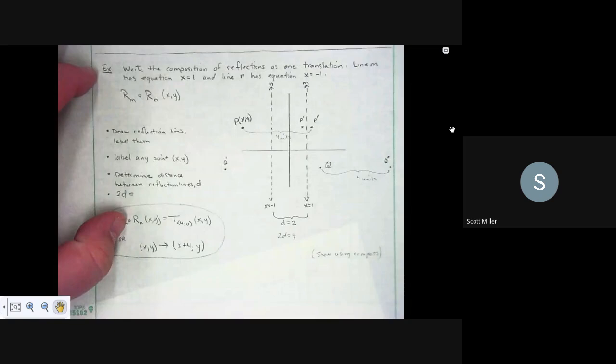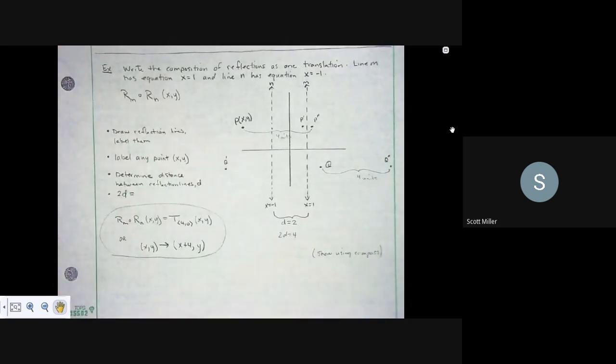Let me show you a little bit nicer picture here. Okay, and so you may be asked to do compositions like this with a different one. But as questions pop up, we'll take care of them in class.